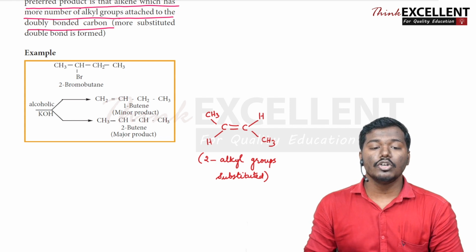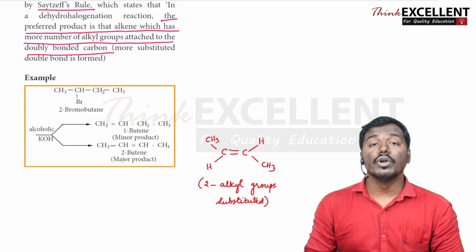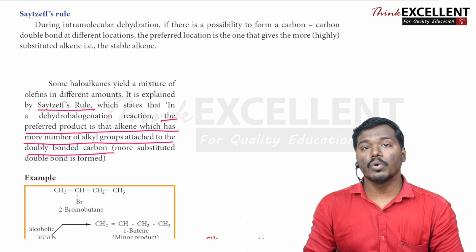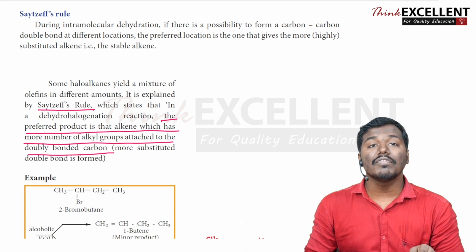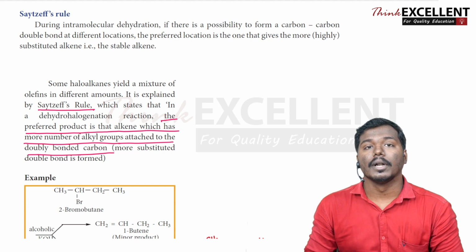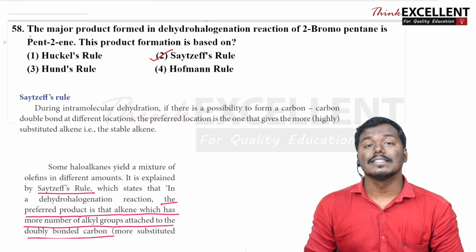So here you can see that 2-bromobutane, the major product, is attached with two alkyl groups. So it is following the Zaitsev rule. So what is the Zaitsev rule? The product is the alkene which is having the more number of alkyl groups attached to the doubly bonded carbon. Here the major product which is formed is pent-2-ene. So it is also following the Zaitsev rule.